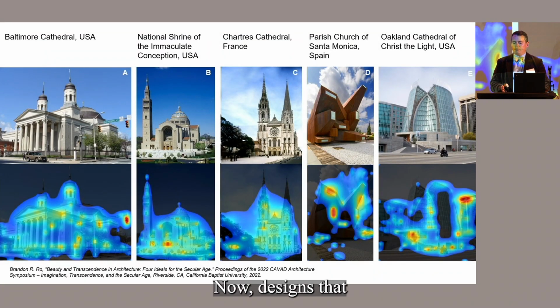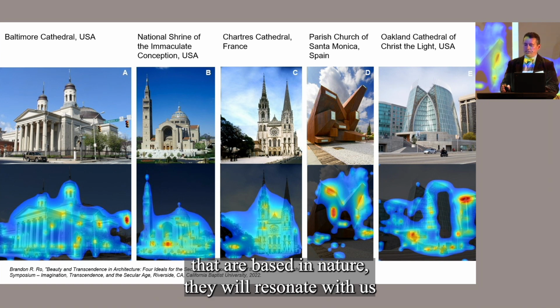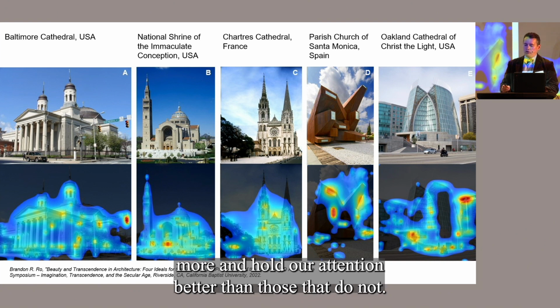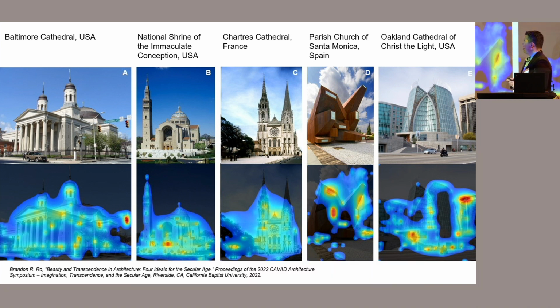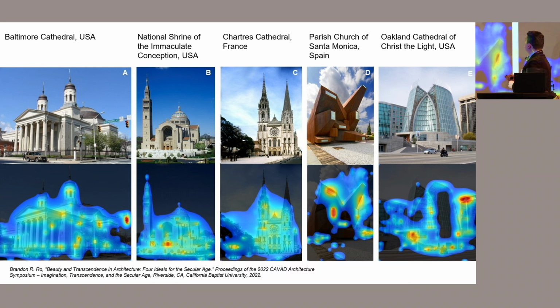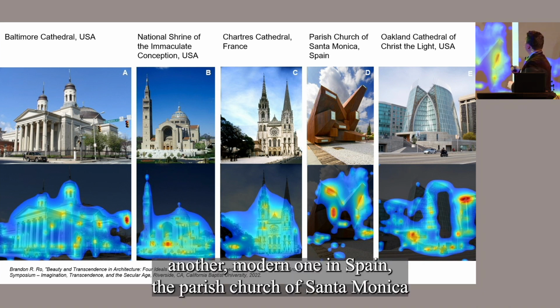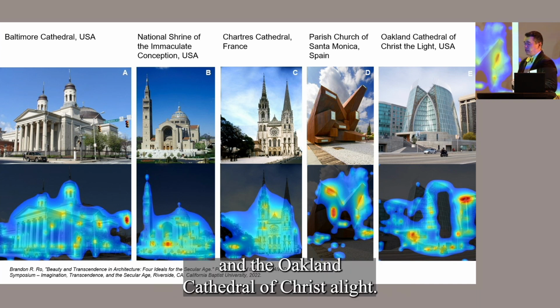Now, designs that possess fractal patterns, these proportions and geometries that are based in nature, will resonate with us more and hold our attention better than those that do not. So here you have a couple of church examples. A couple here in the United States as well as in France. Another modern one in Spain, the Parish Church of Santa Monica, and the Oakland Cathedral of Christ the Light.